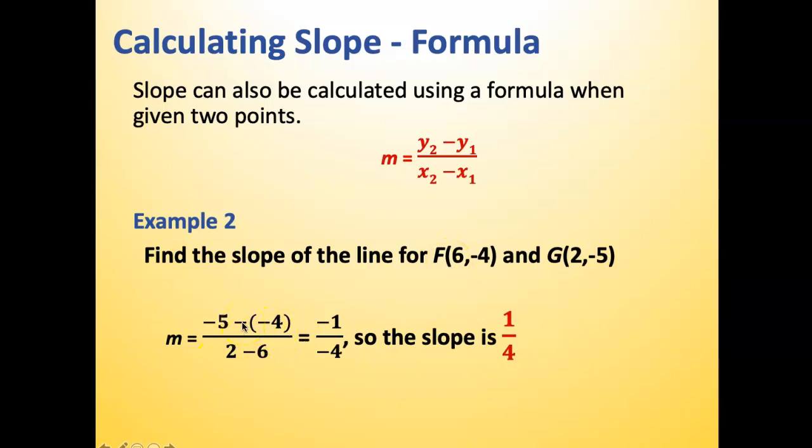Then do the math. Negative 5 minus negative 4. Remember, if you have two negatives side by side, it becomes addition, or plus. So it's going to be negative 1. Then down here at the denominator, 2 minus 6 is negative 4. When you divide two negative values, it will become positive. So your negative 1 over negative 4 is 1 out of 4. Again, if you plot points F and G and connect the two, you will see a straight line going up because you have a positive slope.